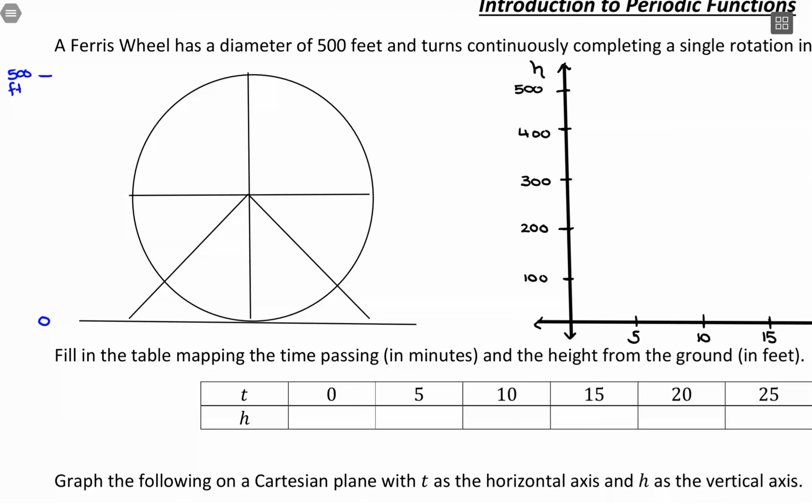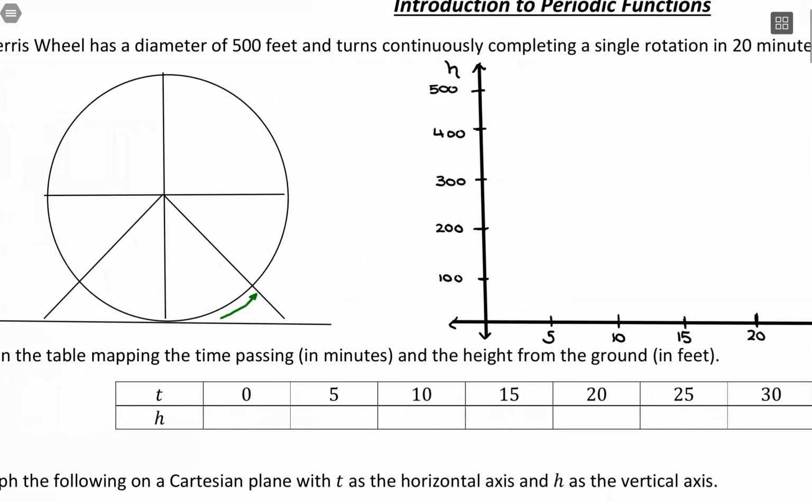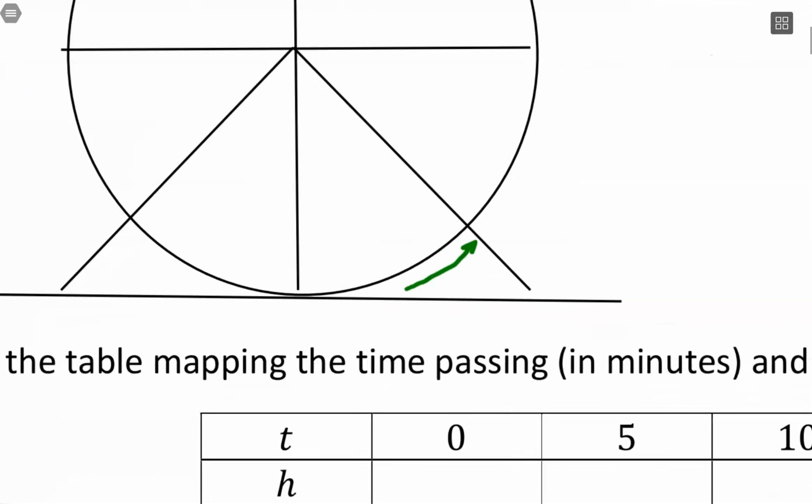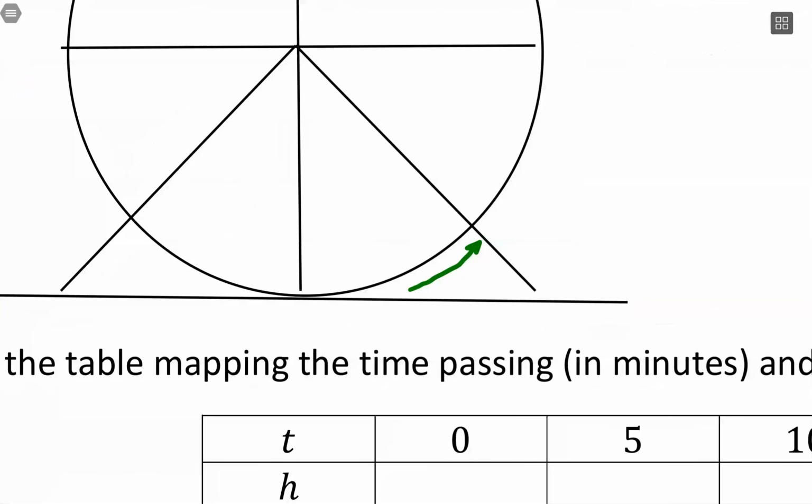And it's turning continuously. And we're going to go ahead and say it's turning in a counterclockwise direction, just to kind of match with how we work with our unit circle. Alright, it completes a single rotation in 20 minutes. So that means in terms of time, if we imagine getting on the ride, if we're going to start a stopwatch as we go through this ride, that means to be down here, at the very bottom, this has a time of 0. It also has a time of 20 minutes.